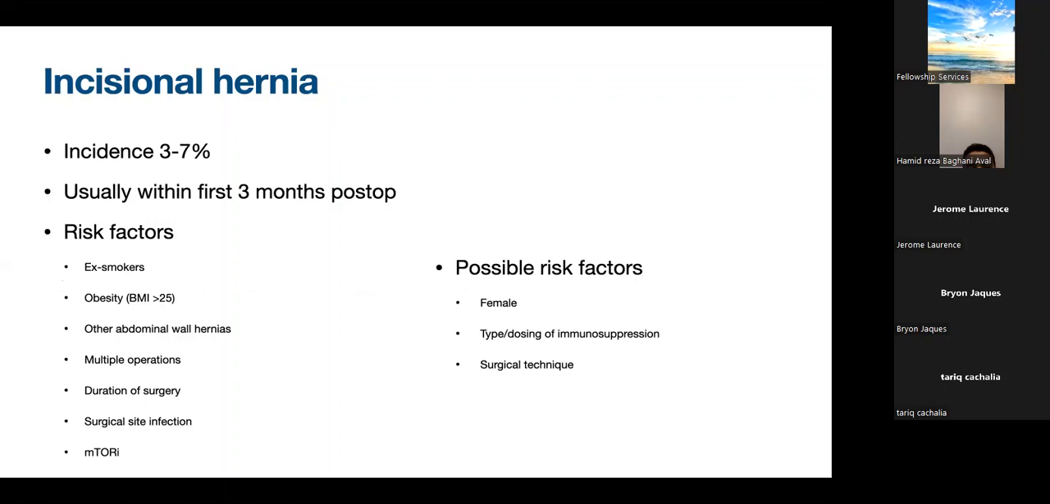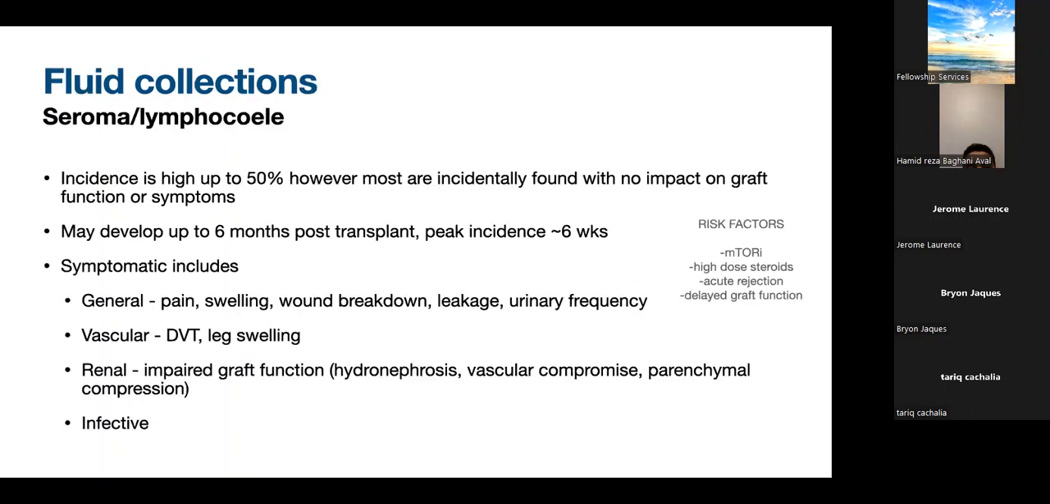And there are some things that are not 100% established, but in some studies show that they might correlate to hernia risk: female sex, type and dosing of immunosuppressants. There's a bit of a debate about mycophenolate and its role in hernia occurrence, and also the specific technique of abdominal wall closure and the incision that you choose to make will affect the risk of hernia.